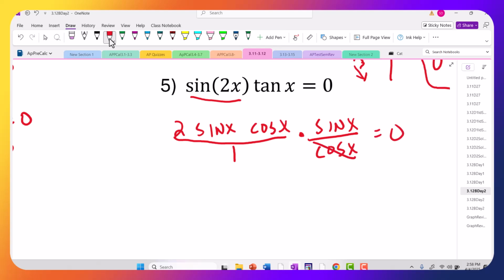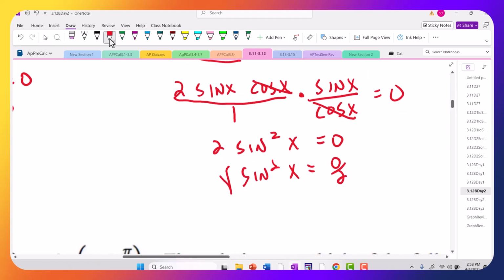What happens with the cosines? You're gone. And then what do I have left? 2 sine squared of x equals 0. This is silly. I don't know why this is occurring. Sine squared of x equals 0 over 2, which is 0. And then you square root both sides, you get sine of x equals 0 yet again.